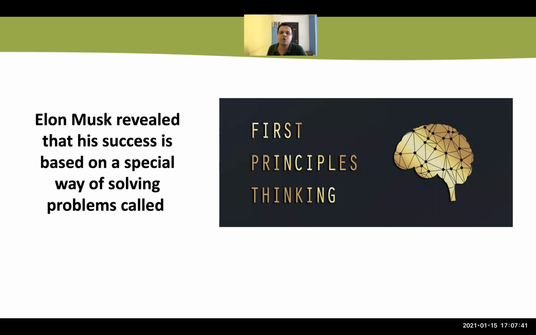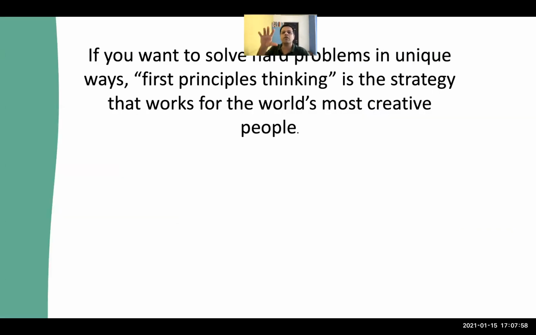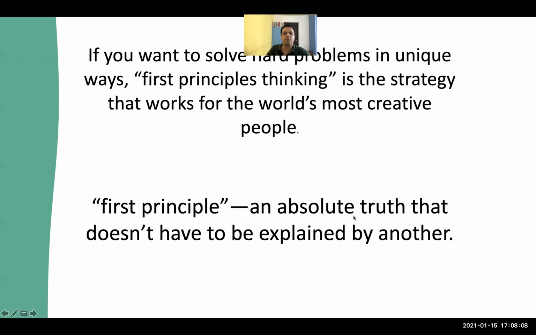Though he makes it look so simple, if this method is the easiest one, then why aren't all entrepreneurs or problem solvers able to think and solve problems this way? All these leaders make it look incredibly simple, but in reality it may not be so. If you want to solve a problem in unique ways, first principle thinking is a strategy that works for the world's most creative people and successful entrepreneurs.